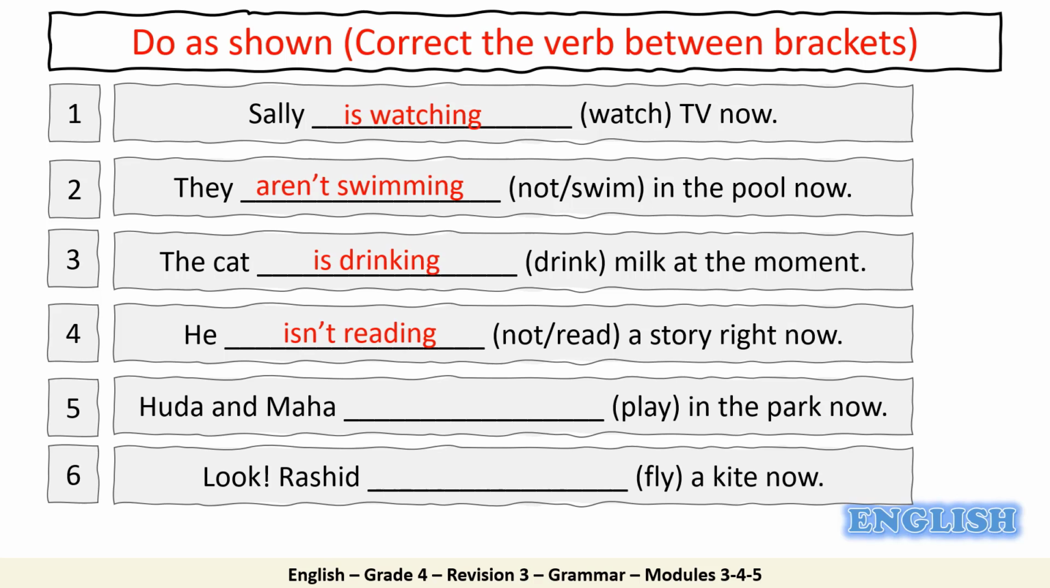5. Huda and Maha play in the park now. Huda and Maha are playing in the park now. 6. Look, Rashid fly a kite now. Look, Rashid is flying a kite now. Good job.